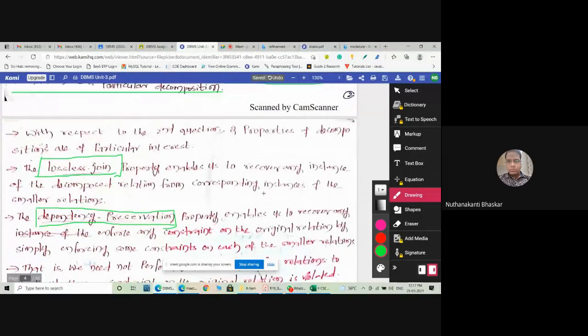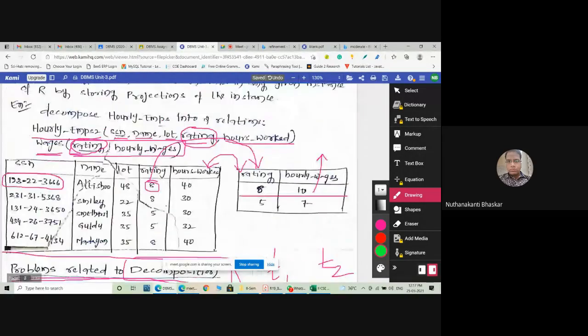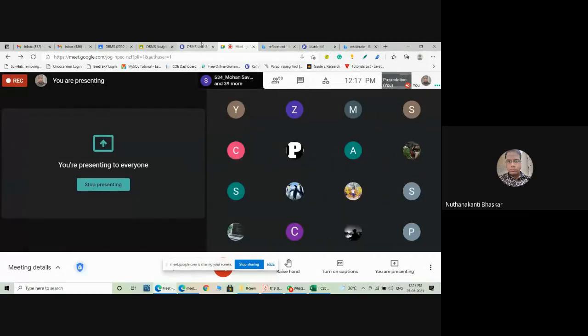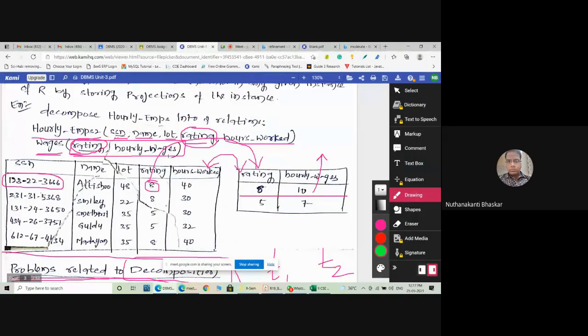What is this? So just now we decomposed, right? We decomposed the relation, right? Hello? We decomposed the relation. Yes or no? Hello? The time is very less. I have to finish it. Please respond. This relation we decomposed or not?